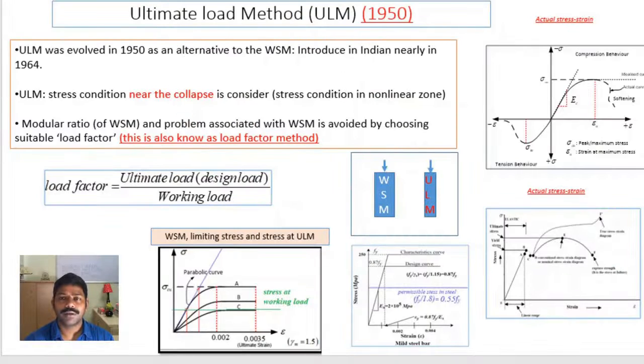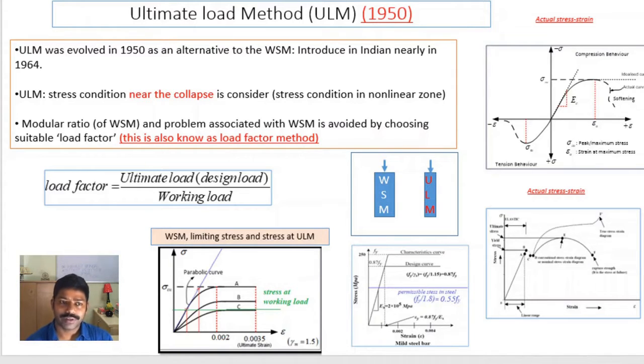We have learned that the working stress method leads to a larger cross-sectional area, and it was not economical. For the same reason, there is a high demand for economical cross sections. In 1950, the ultimate load method was developed, and subsequently it was introduced in India in 1964. To overcome the limitations of the working stress method, the ultimate load method allows the stress to go near failure.